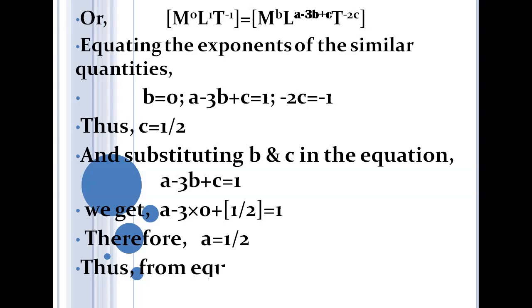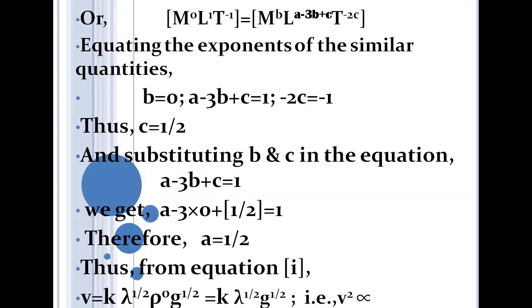And replace the values of a, b, c in equation 1. We get v equals to k lambda power 1 by 2, rho power 0, g power 1 by 2, and simply k lambda half, g half, or that is we can write v square is proportional to lambda g. In this way we can find a relation between the given physical quantities using the dimensional analysis.